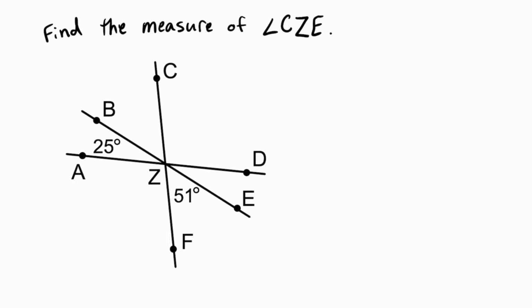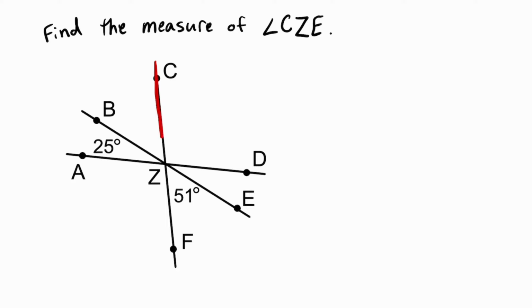In this problem, we know that these three segments, segment BE, CF, and AD, all intersect at point Z. And we're also given these two angles, that angle BZA is 25 degrees and angle FZE is 51 degrees. And we are asked to find the measure of angle CZE.